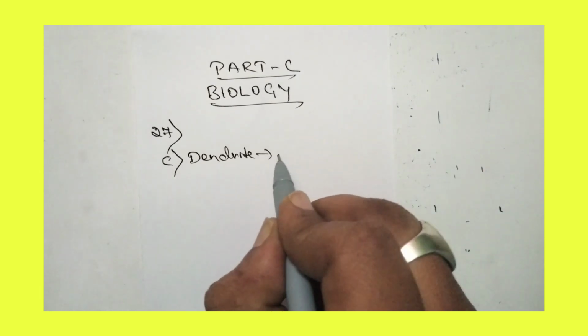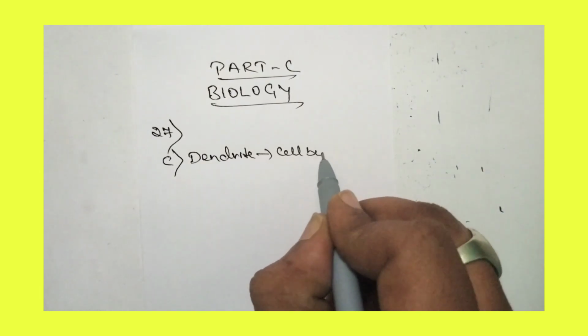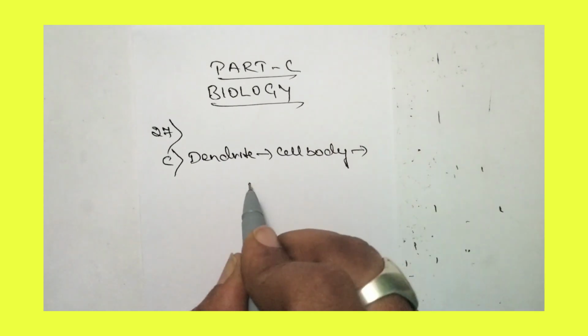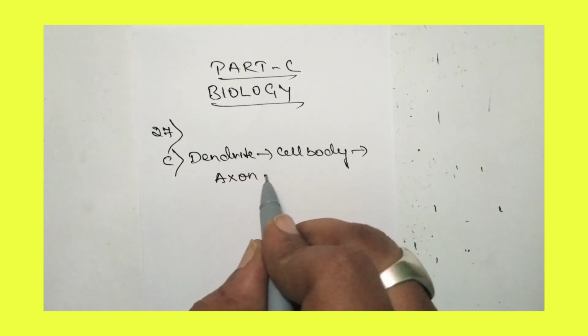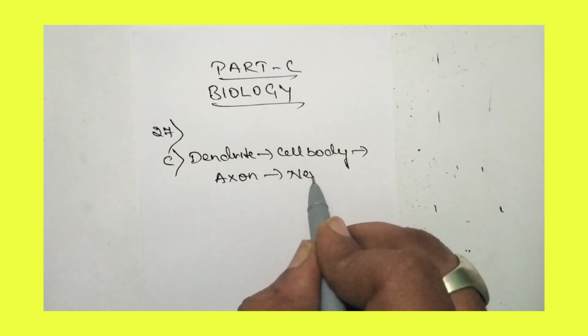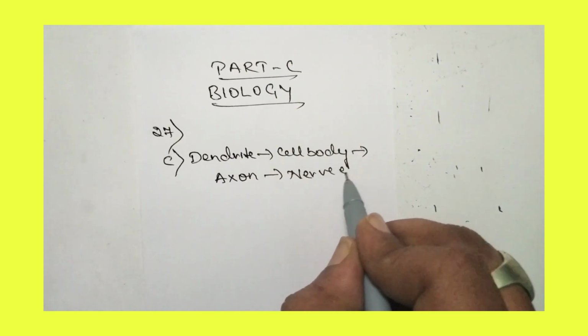From the dendrite it moves to the cell body, from the cell body to the axon, from the axon to the nerve ending. So this is the correct path.